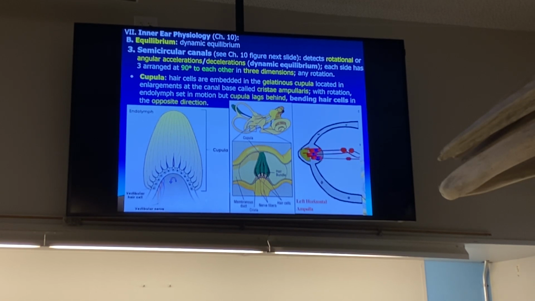At the base of each semicircular canal, the tube swells. Wherever there's a tube that swells, we call that the ampulla. Inside the ampulla is the crista ampullaris.